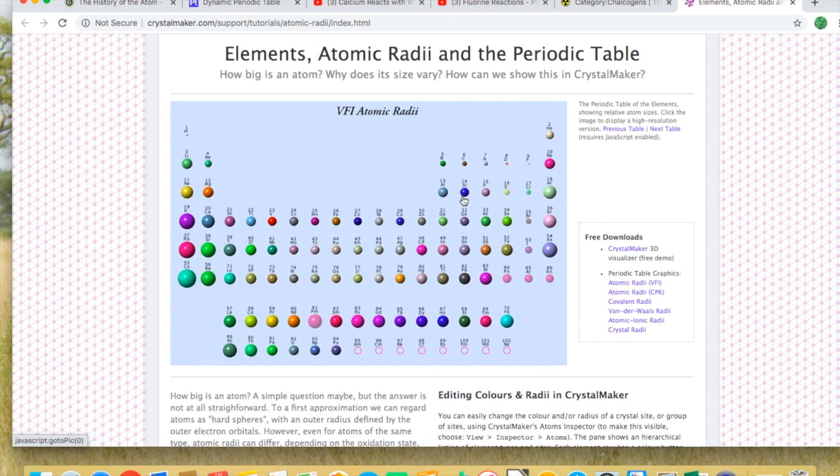That's all for the lesson on the atom and the periodic table. I hope you find it useful. The next lesson I will be posting will be lesson 2, electron configurations.